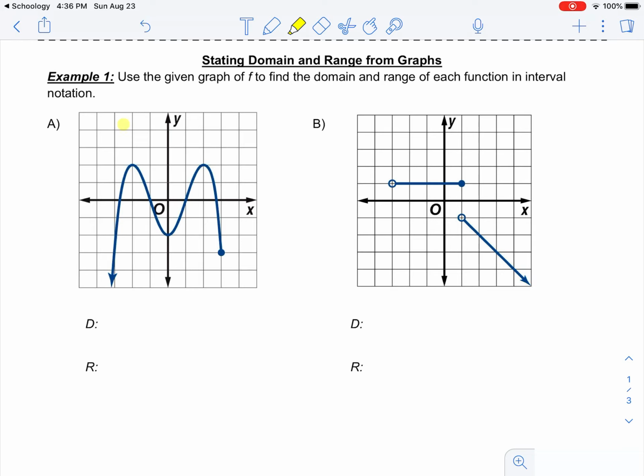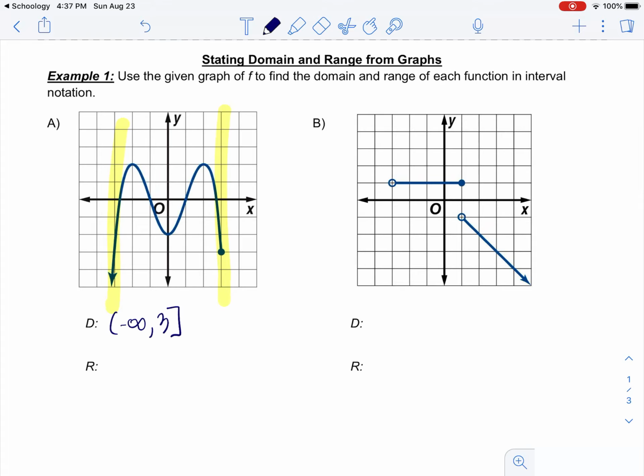Okay, so first one here, domain, you look how far left it goes, which is an arrow. You look how far right it goes, which is a value where it stops. So I'm going to say negative infinity because it goes forever to the left. And then to the right, it stops at 3, but includes 3. All right, now I'm going to say my range. I'm going to say first off the lowest my graph goes. The lowest my graph goes is right here, which is an arrow, and this is the highest my graph goes. So my range is negative infinity to the highest value, which is 2, and it's including 2.